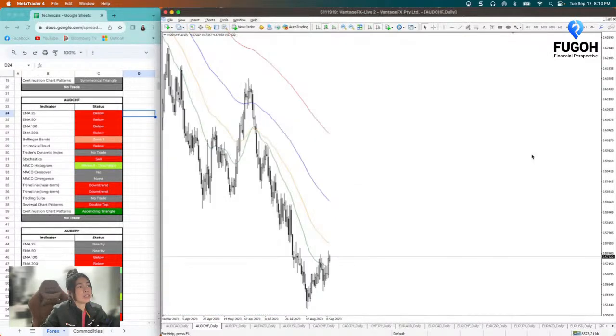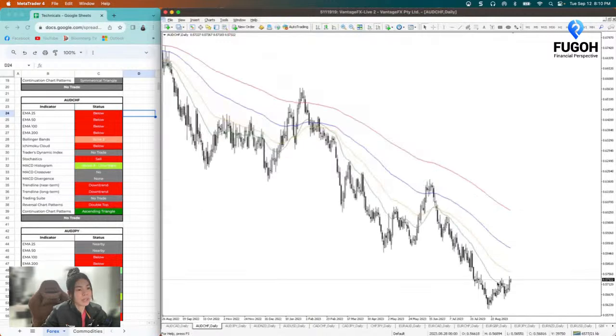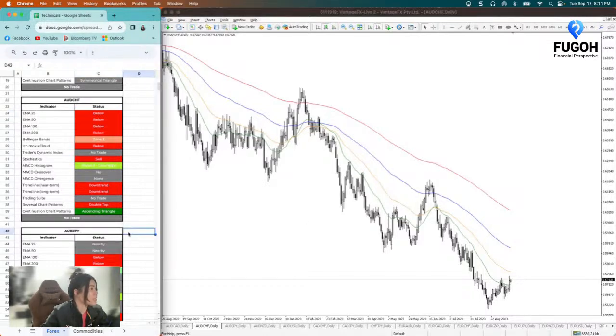Right, all of the prices are below all of the EMAs except for the moving average 25. Last week it was nearby. Sorry, it was below last week. Now it is above and nearby actually, and then the rest are below. So there could be a potential recovery or trend reversal for AUD Swiss franc.